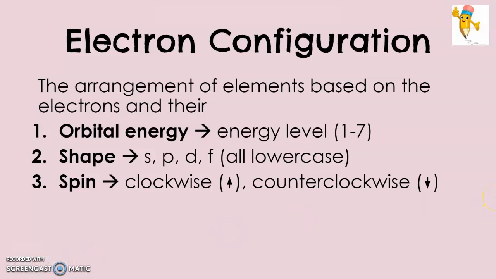So when we write electron configuration, the arrangement of the elements is based on the electrons and their orbital energy. So what is their energy level, 1 through 7? The shape, so S, P, D, F, and this is all lowercase. And then the spin, whether it's clockwise or counterclockwise. When electrons fill orbitals, they have to be in opposite directions. So if you have 2 electrons in the same orbital, one will be spinning in a clockwise direction and one will be spinning in a counterclockwise direction.